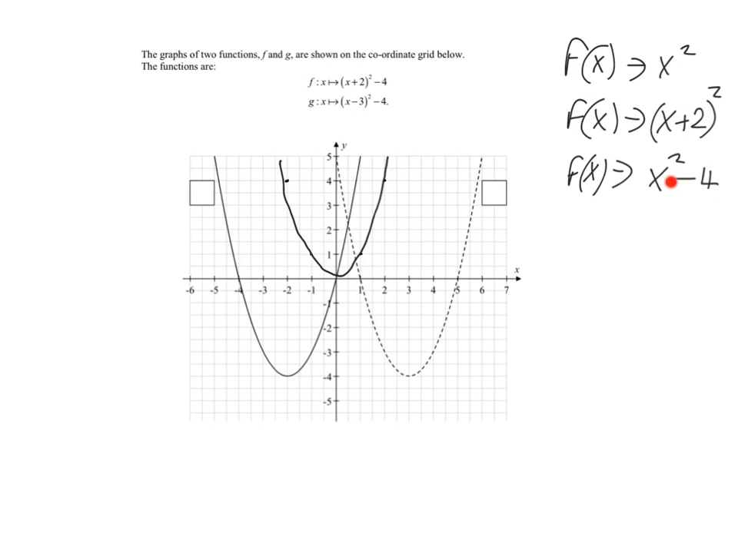You can see here it actually corresponds to the sign. So if you're taking away 4, it goes down. If you were adding 4, it would go upwards. So there are the two concepts that you need to be aware of to be able to figure this out.